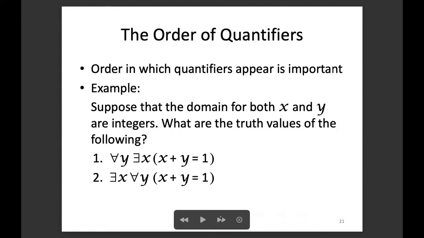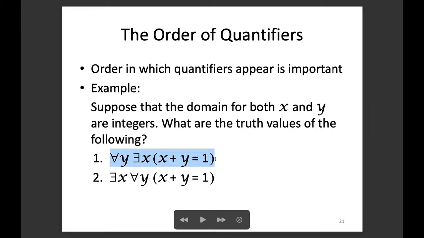Okay, and then also we will see that the order of quantifiers will be very important. So exchanging the order may give you a different meaning of the expression. So for instance, let's assume that x and y are both talking about integers, so their domain is the integers. So let's see, what does that mean?